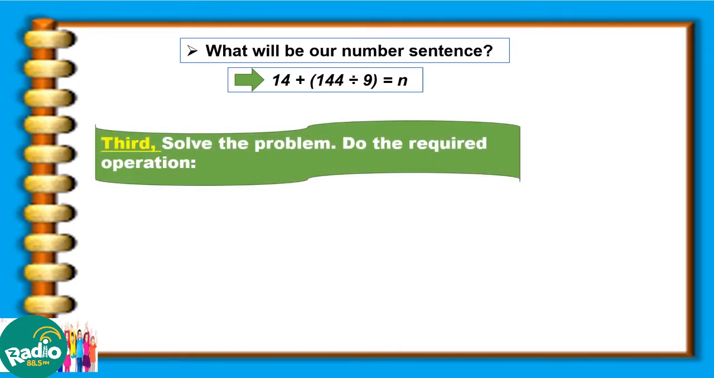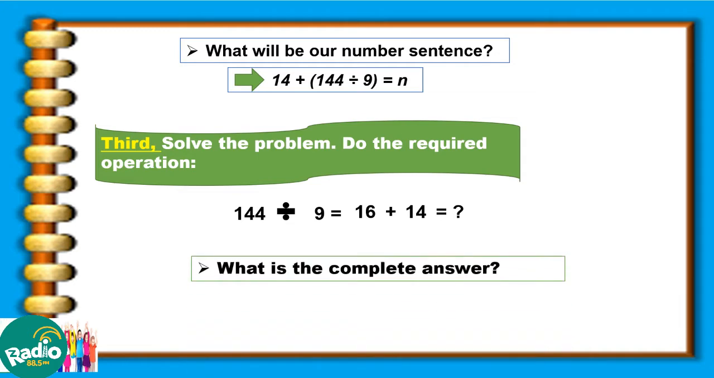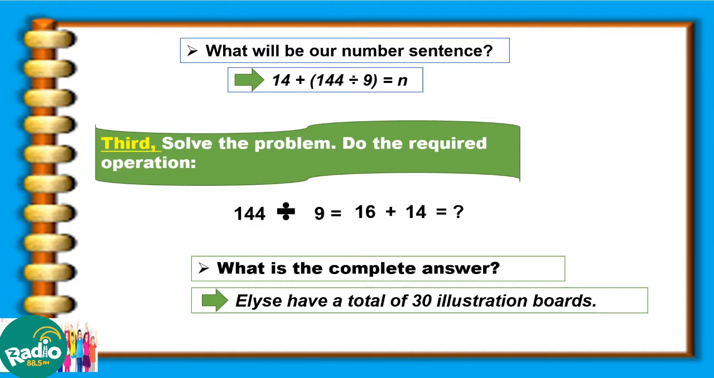Third, let us solve the problem and do the required operation. If we divide 144 by 9, the extra illustration boards will be 16. Then add 14 illustration boards and we will get... So what is the complete answer? Excellent! Elise has a total of 30 illustration boards. Another star for the correct answer. Very good!